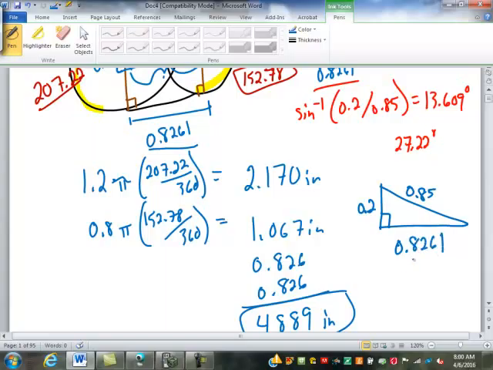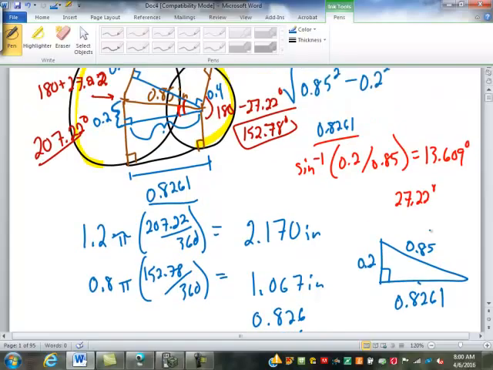0.8261 is this side, right? Is that what you came up with for that length? No, I got 0.87. Oh, you added them instead of subtracting them. You treated this as the hypotenuse instead of a leg. It's one of the legs. 0.85 is a leg. Nope. This is the right angle here. 0.85 is across from the right angle. It's the hypotenuse.